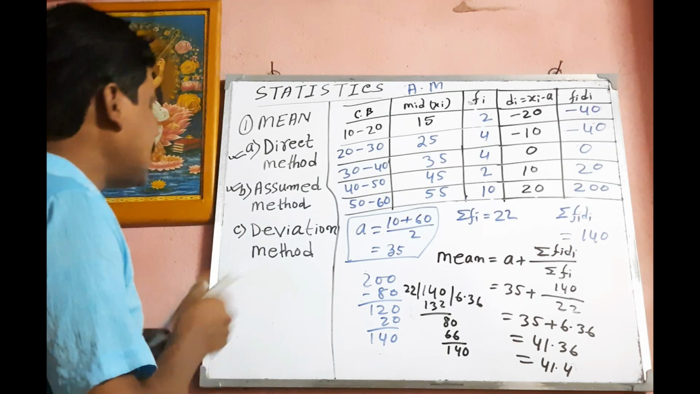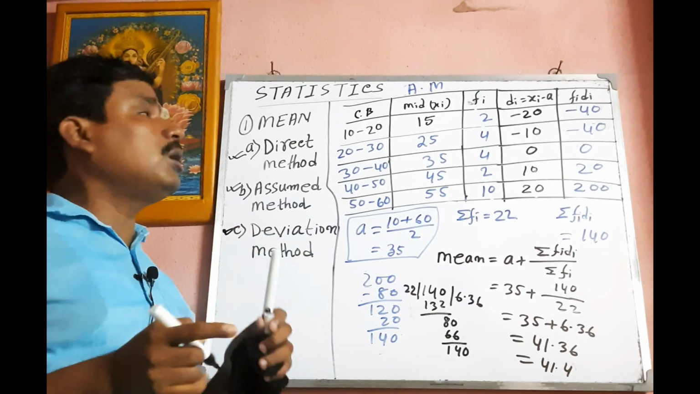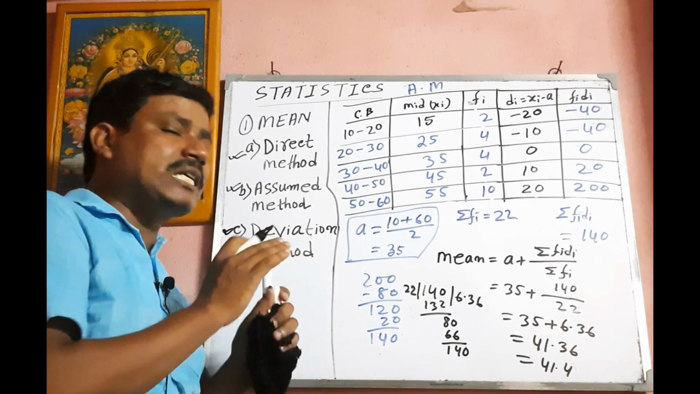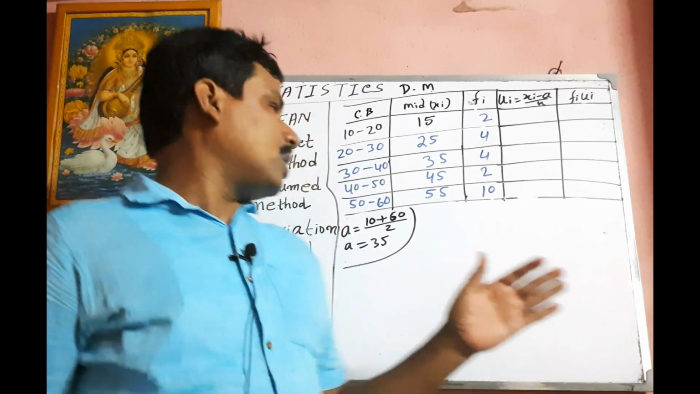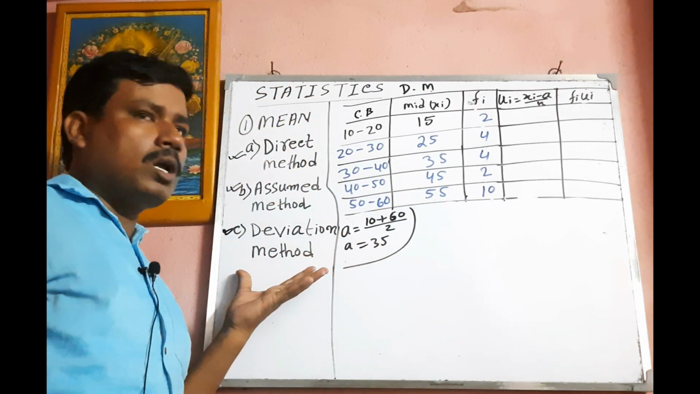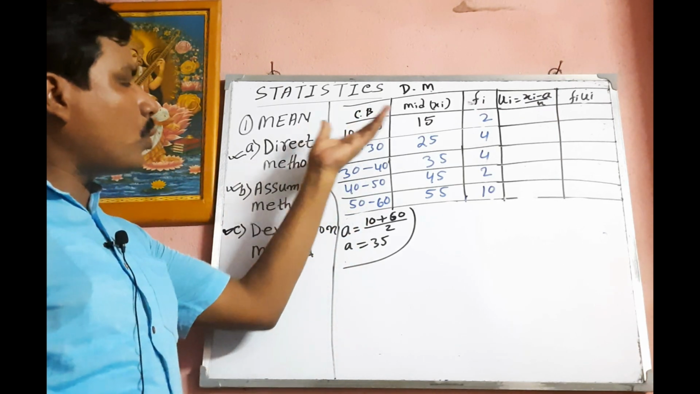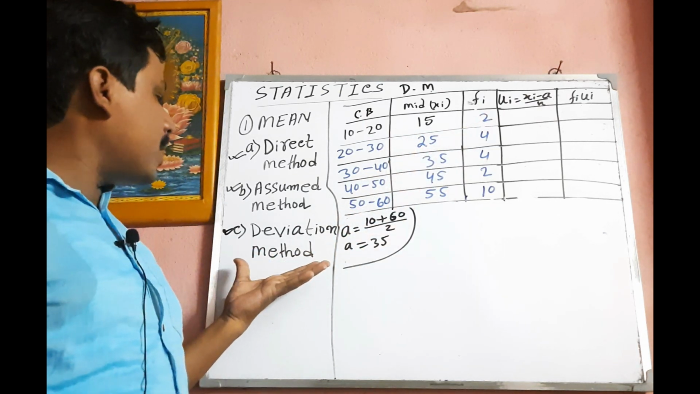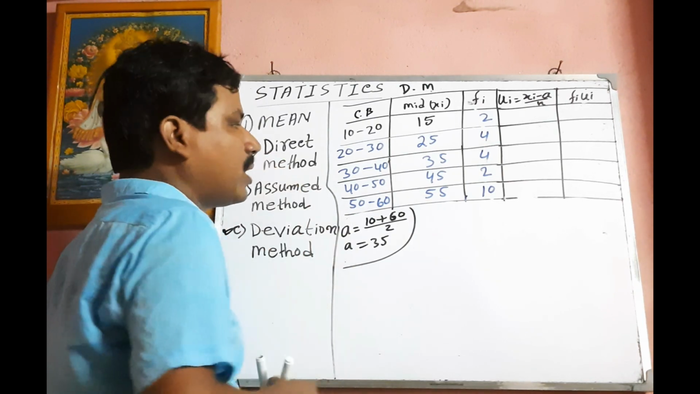Now we move to the last part, the deviation method to find the mean. This is the last part of the day that we are discussing. Now we are discussing the last and third method to find the mean, the deviation method. So we are using this table to find the mean by using the deviation method. Here a is equal to 35.